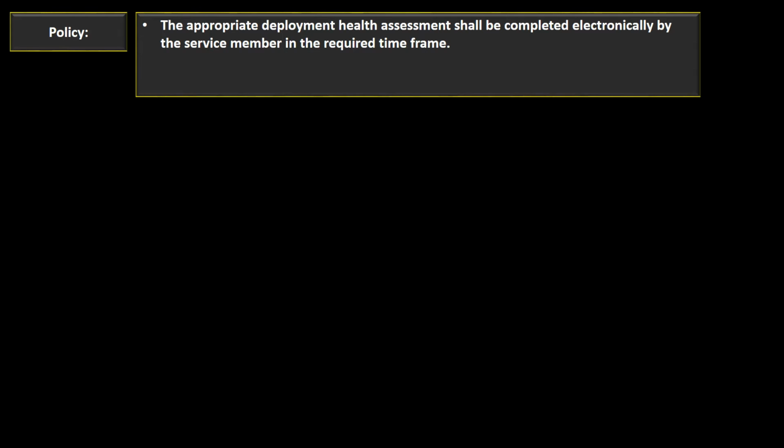Moving on to some policy. The appropriate deployment health assessment shall be completed electronically by the service member in the required time frame. So we haven't talked about our time frames yet. We're just about to get into that. But the first thing that needs to happen is a service member who's either getting ready to deploy or has redeployed, has come back home. They have to go into the electronic deployment health assessment database and complete the health assessment electronically. That's their portion of it.